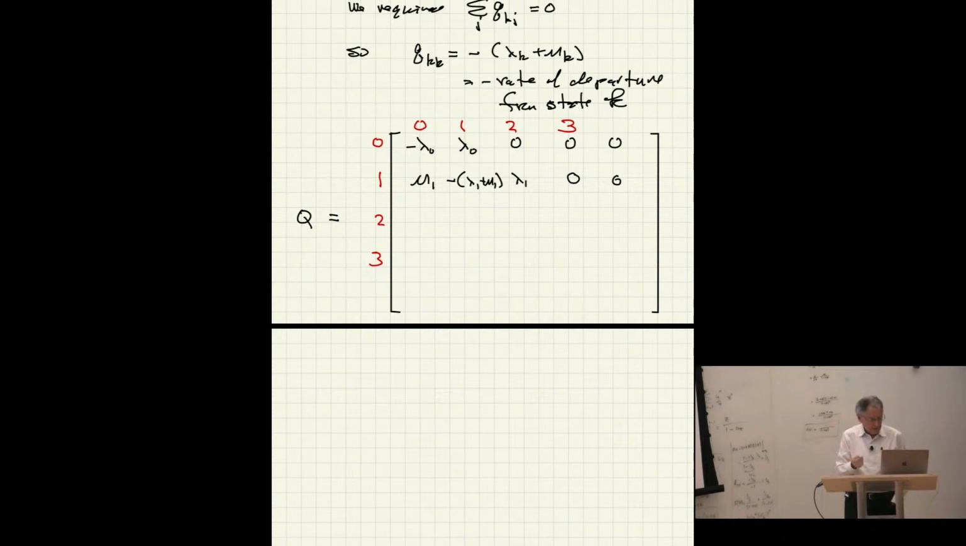And that's meaningless. So we use something else for that term. We force the rows to sum to 0. Okay, let's do 2 now. 2 is going to put me a lambda 2 from 2 to 3, a mu 2 from 2 to 1, and minus the sum of those two on the diagonal, and 0 everywhere else, etc.